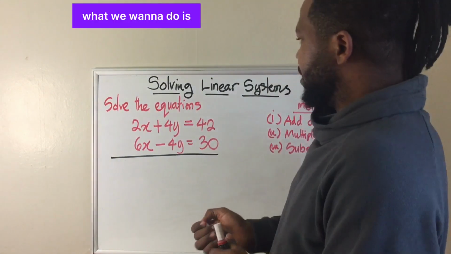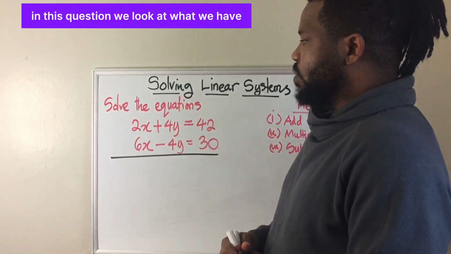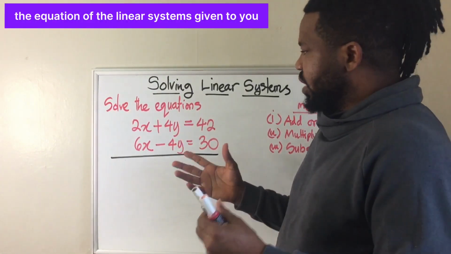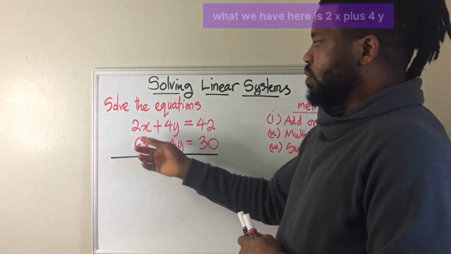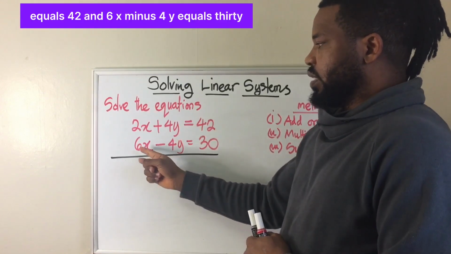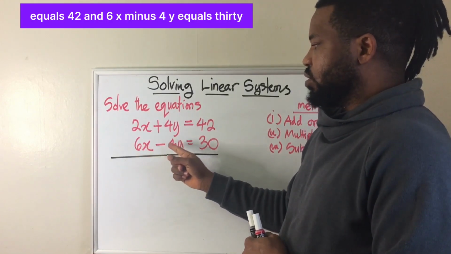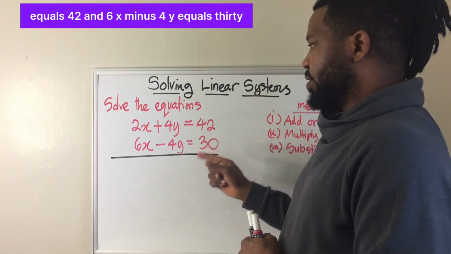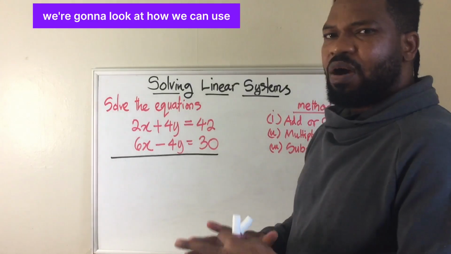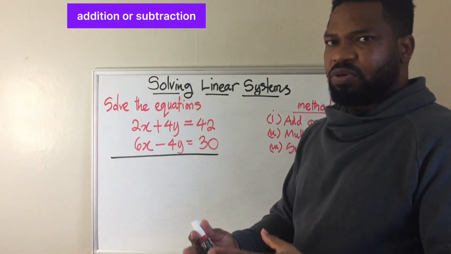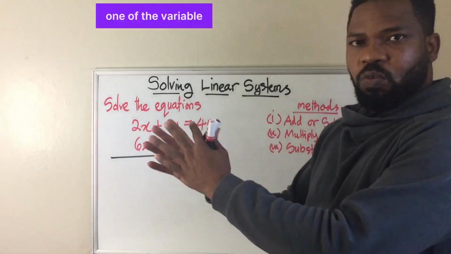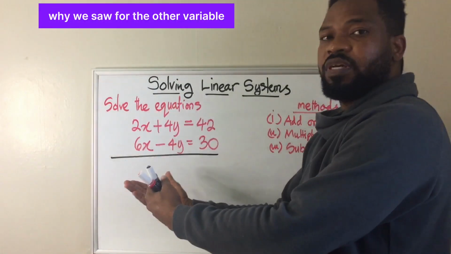we want to do is, in this question, look at what we have. You start by observing the equations, or the linear system given to you. What we have here is 2x plus 4y equals 42 and 6x minus 4y equals 30. So for us to solve this, we're going to look at how we can use addition or subtraction to eliminate from the system one of the variables while we solve for the other variable.